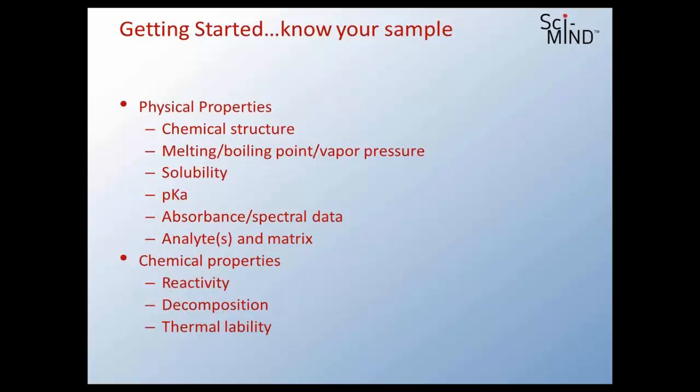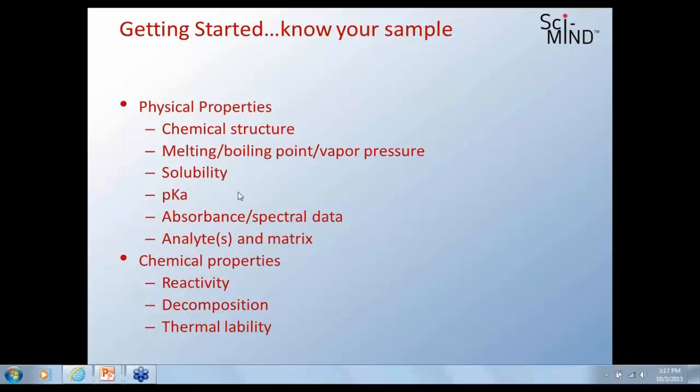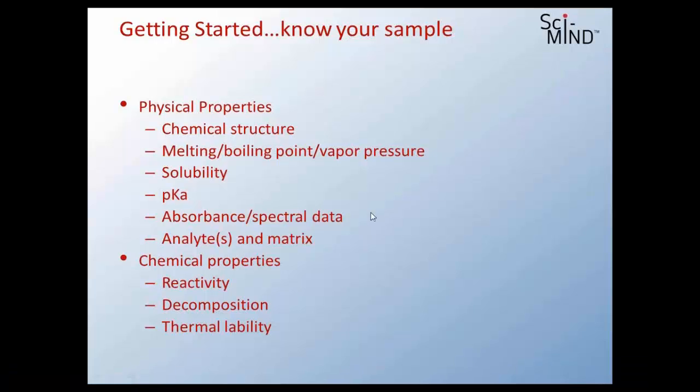I want to think about spectral data. What's the absorbance? What's the spectroscopy of this? Do we have spectral data? Do I have a mass spectrum? Do I have a UV spectrum? Is there an NMR out there somewhere that can help me? Think about the pKa. Is it ionizable? That's going to impact, again, sample prep or HPLC. So lots of questions that we can ask about the compound and about the matrix.